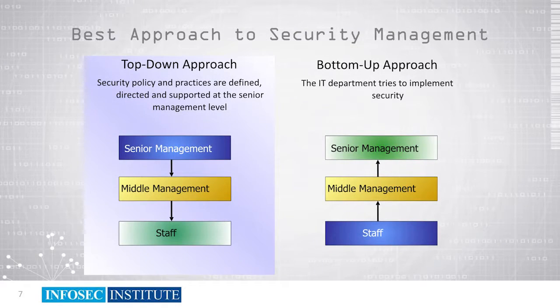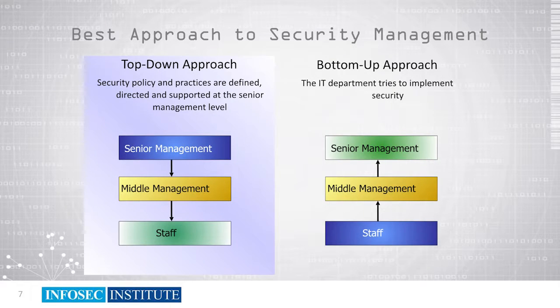The best approach to information security management is a top-down approach. With a top-down approach, information security policies and procedures are defined and implemented at the senior management level. We have a high level of support in this model from our senior management, including funding, making sure that we have adequate staffing, and also enforcing policies if there is a violation.